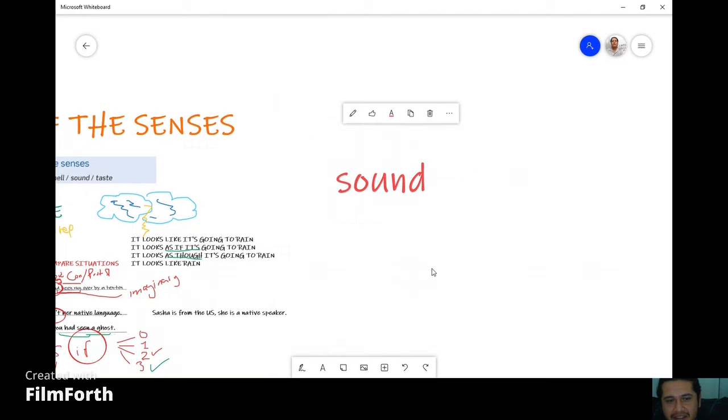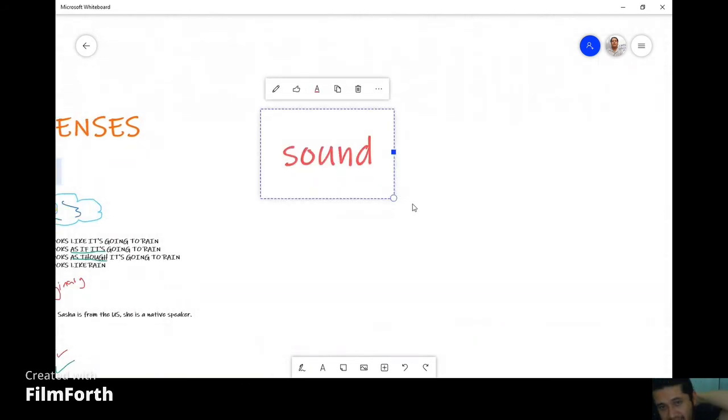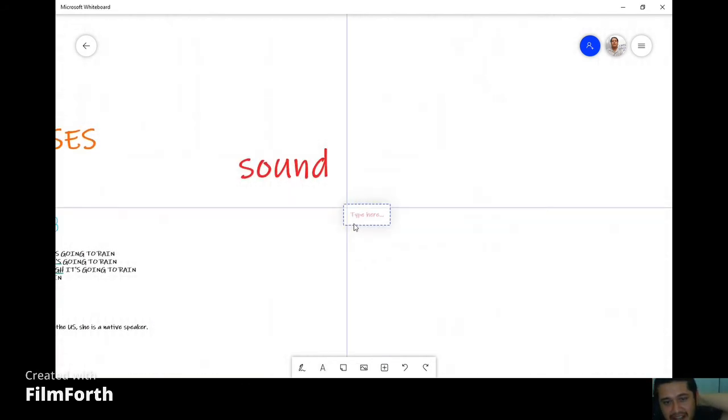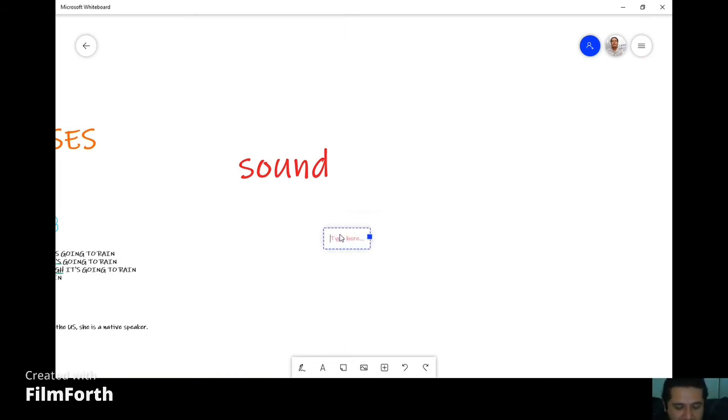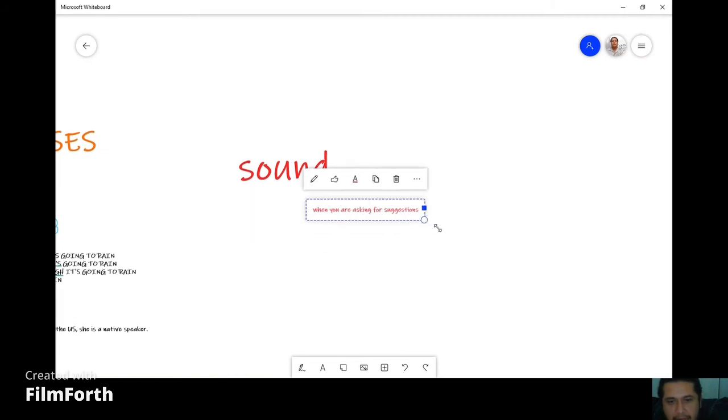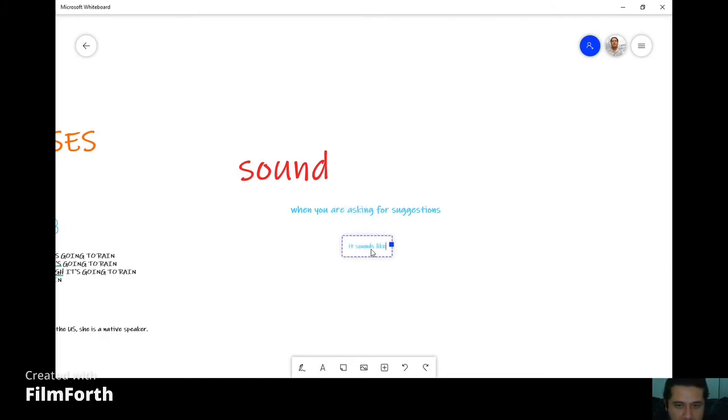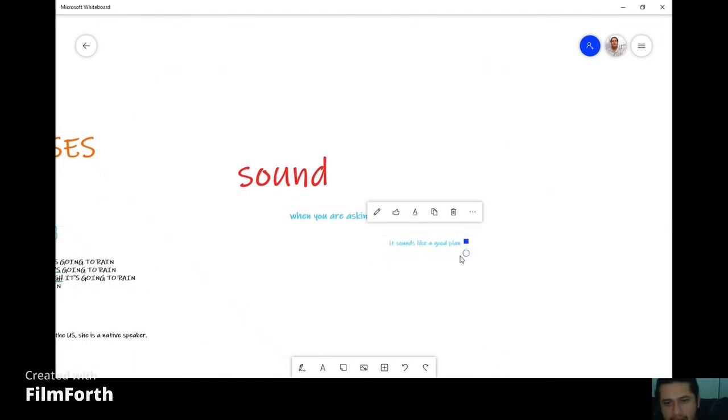Sound. You can use the sound for many other reasons, for many other purposes. You can say it sounds like a good plan, for example, when you are asking for suggestions. It sounds like a good plan. Okay.